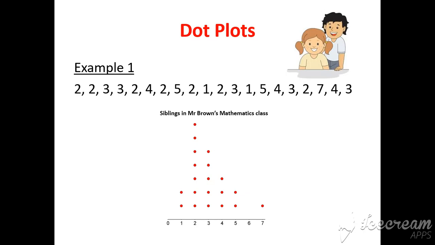Please put a title. This is the siblings in Mr. Brown's mathematics class that explains what it's all about. And we've completed our dot plot for Mr. Brown's mathematics class. We can see clearly in this example that most people had 2 siblings. Let me count up the number of dots. 1, 2, 3, 4, 5, 6, 7 people. So there were 7 people who had 2 siblings. That was the most common, the most popular number of siblings.